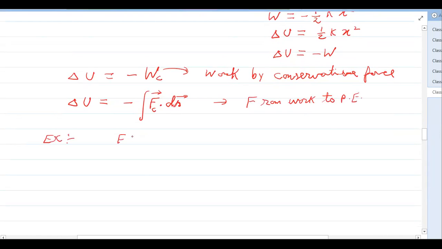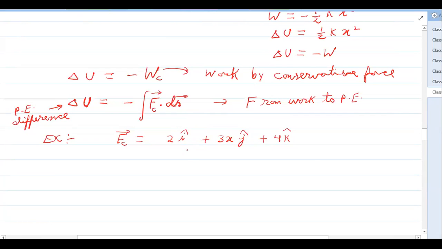Suppose we have a force 2i cap plus 3x j cap plus 4k cap. So this force is there, and we have to find the potential energy difference. This is the potential energy difference because delta is kept there. So we are writing all the things in terms of difference.